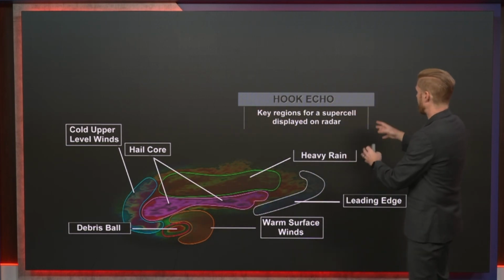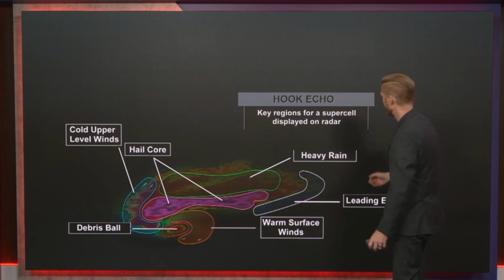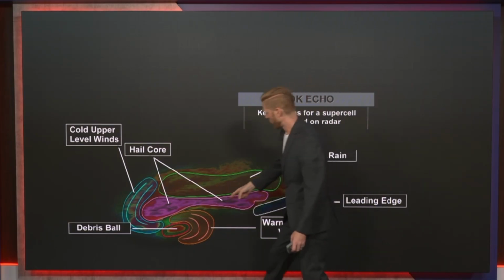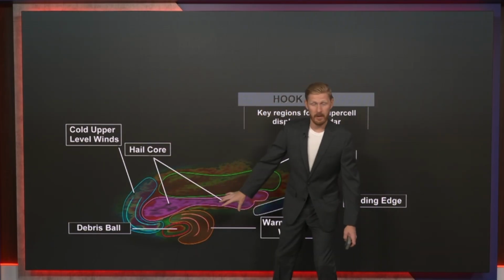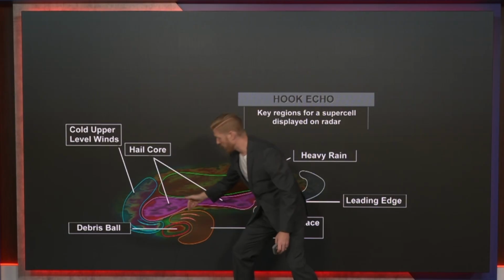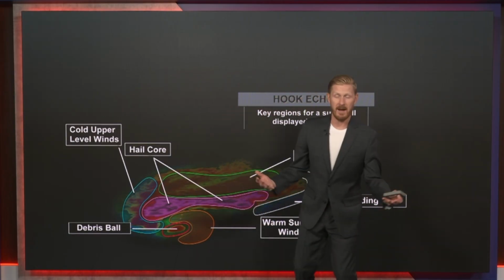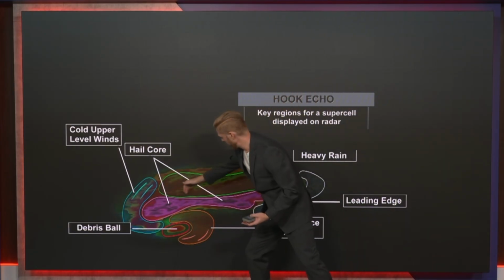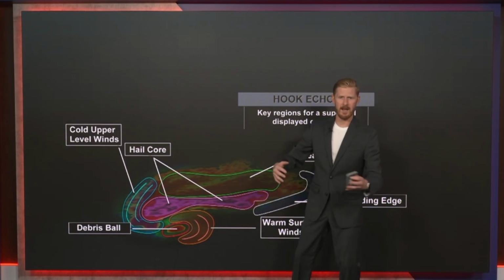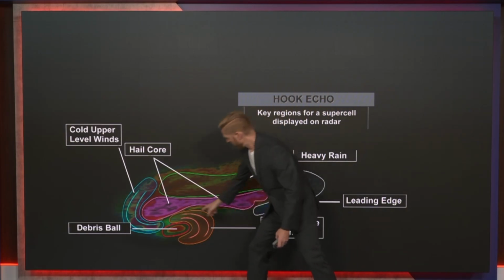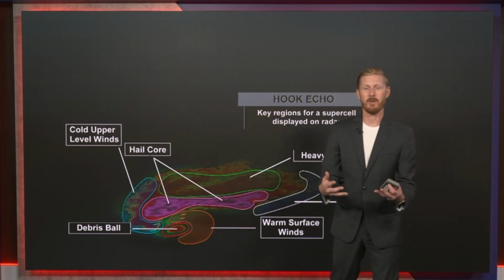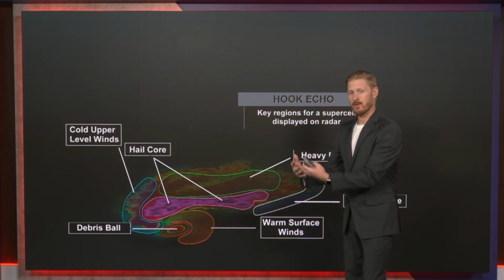So when we take a look at that hook echo, as we just told you about, key regions for a supercell displayed on a radar, that is right there. So that little debris ball that we were showing you, or that little setup just below a storm, doesn't look like anything major on a radar, right? Because this is probably what would attract your eyes, where you have all the reds, the purples, and the blacks. But this little bitty red to the south of it, that is where you have that rotation, that tornado.